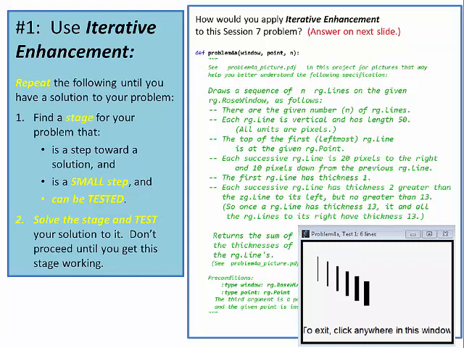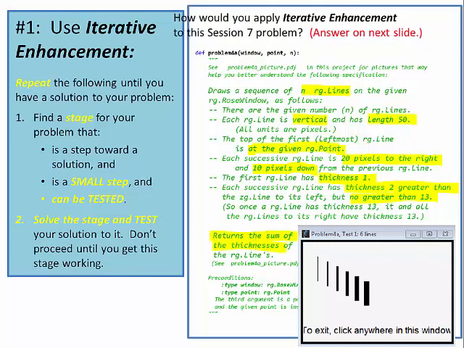Here's an example from your Session 7 problem where you were to draw n lines. Each one was to be vertical with length 50. The top of the first was at a given point. Each subsequent one was to be 20 pixels to the right and 10 pixels down from the previous. The first one was supposed to have thickness 1, every one after that 2 greater thickness, but no greater than 13. And you would return the sum of all the thicknesses.